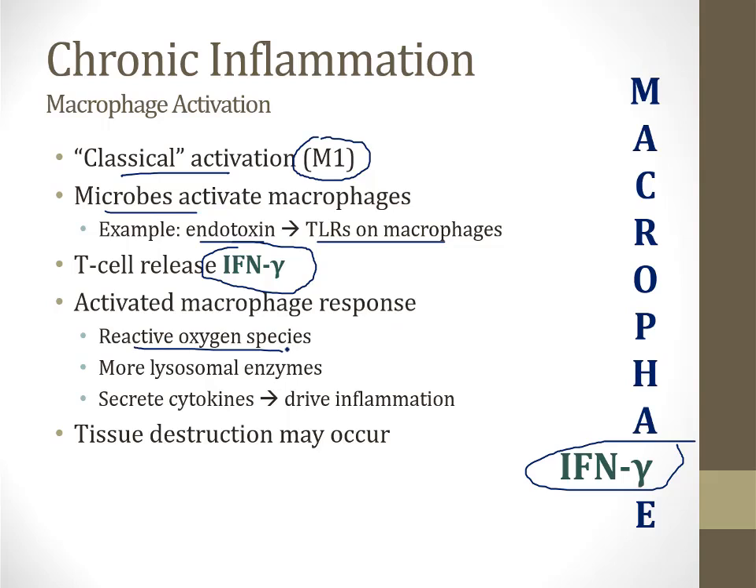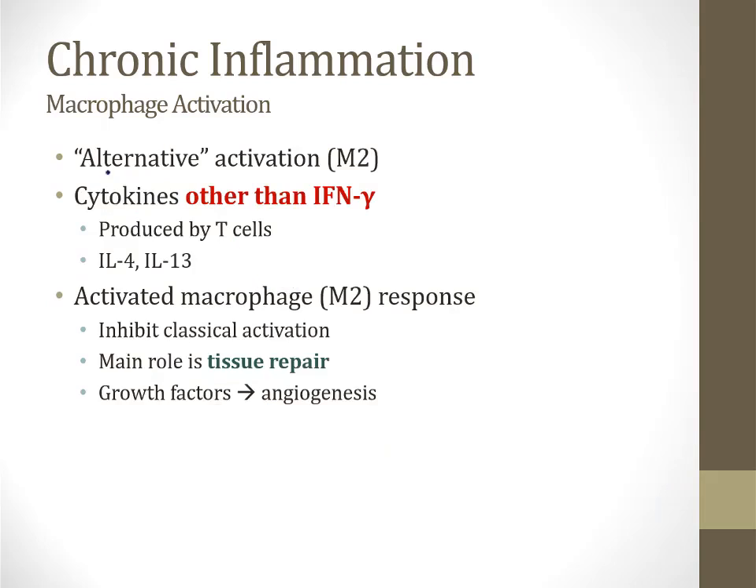These can be used to kill microbes. They also synthesize more lysosomal enzymes to kill microbes, and they also secrete cytokines which drive inflammation. And because they are driving inflammation and drawing cells into areas of inflammation and releasing toxic substances to kill microbes, they can destroy tissue, and therefore the M1 macrophages are responsible for much of the tissue destruction that occurs at sites of chronic inflammation.